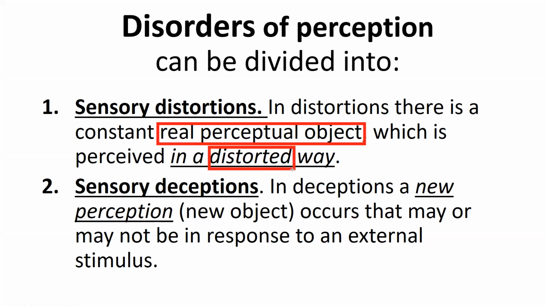Sensory deceptions mean lie to yourself, means new perception, a new object, and there is no external stimulus. Deception. Okay? I hope that's clear. And let's move on.